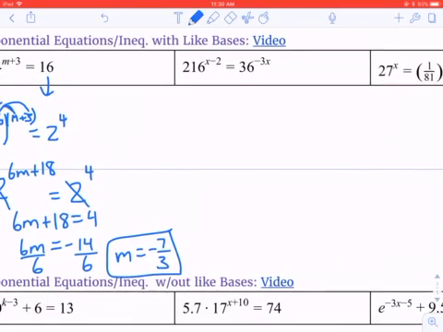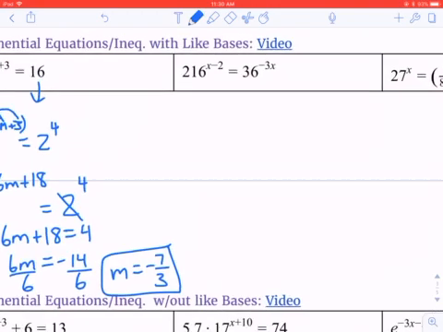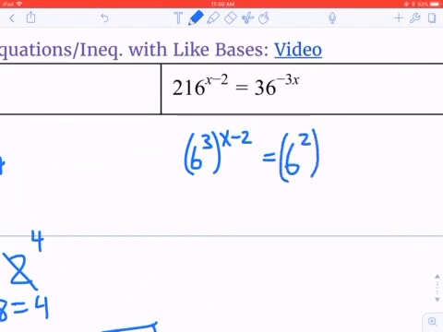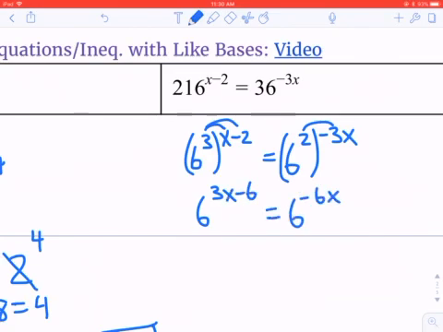For the next example, we have 216 to the x minus 2 power equals 36 to the negative 3x power. So 216 is 6 cubed. Then you still have x minus 2. And 36 is 6 squared. And you still have negative 3x. So then we have to multiply our exponents. And so we would have 6 to the 3x minus 6 power equals 6 to the negative 6x power.